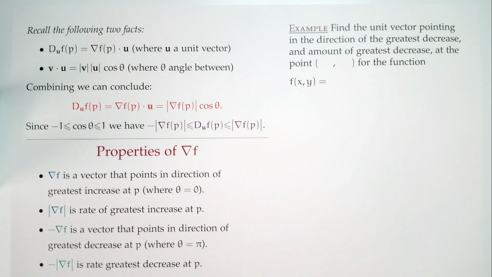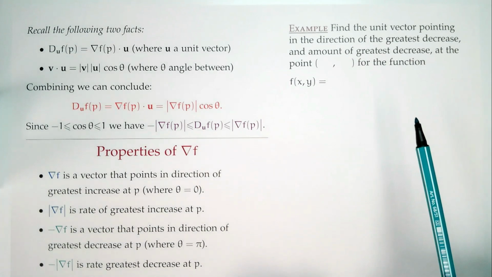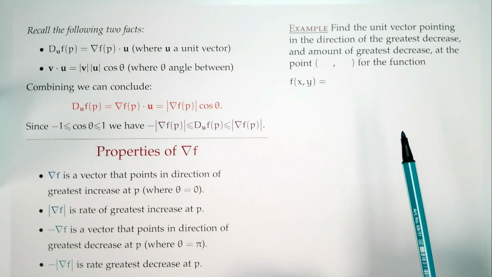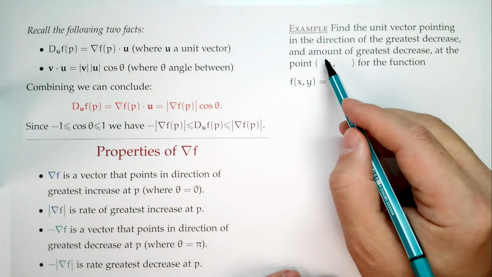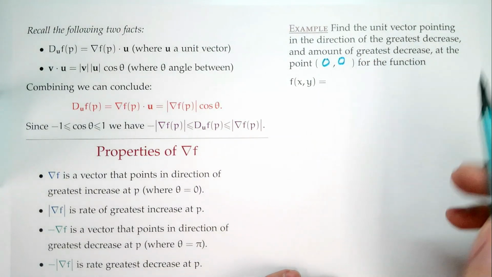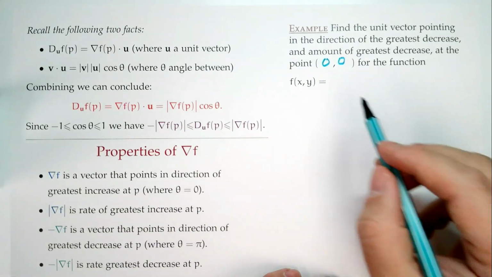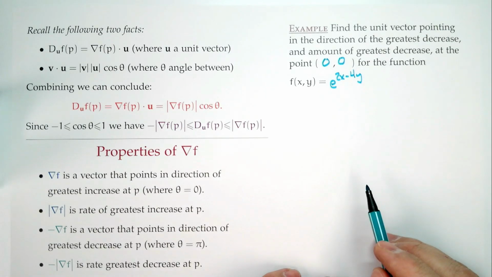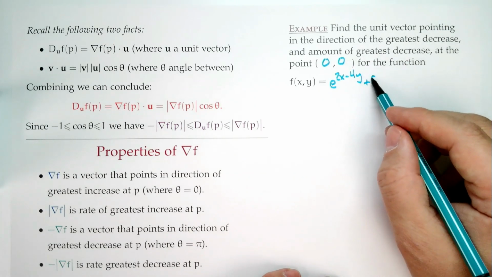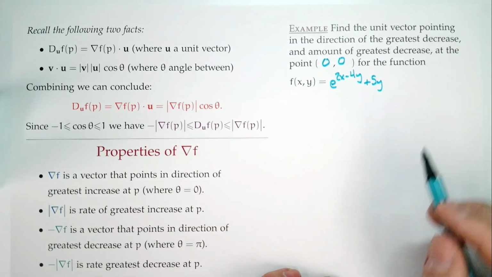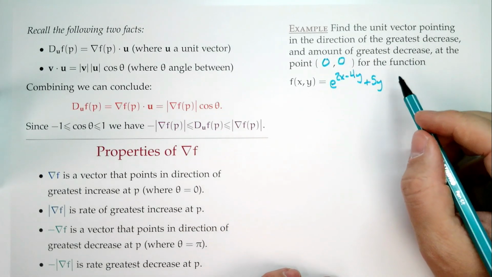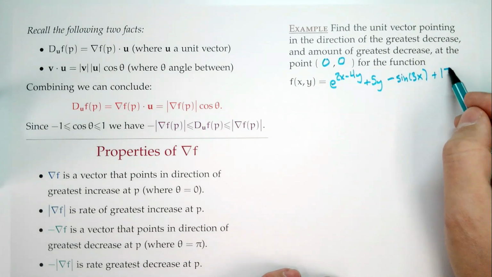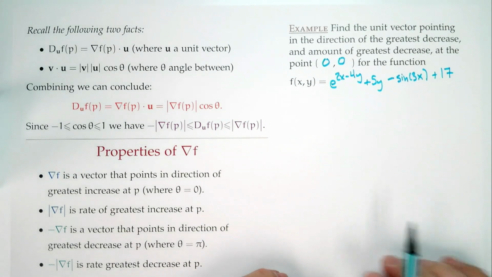Let's find the unit vector pointing in the direction of the greatest decrease and the amount of greatest decrease at the point (0, 0), simple to work with, for the function f = e^(2x - 4y) + 5y - sin(3x) + 17. All right, there we go.